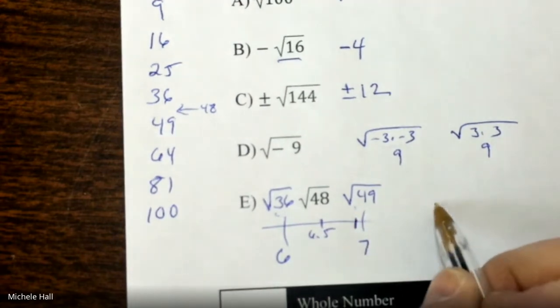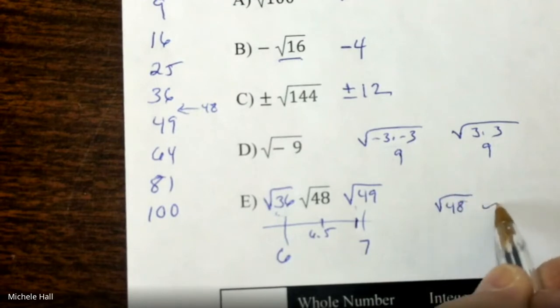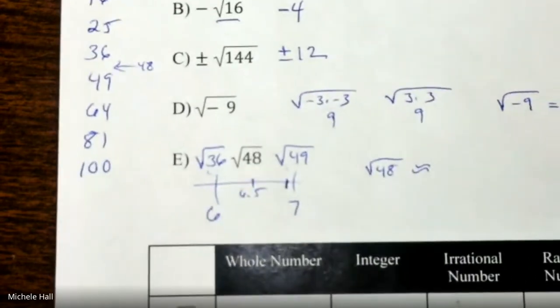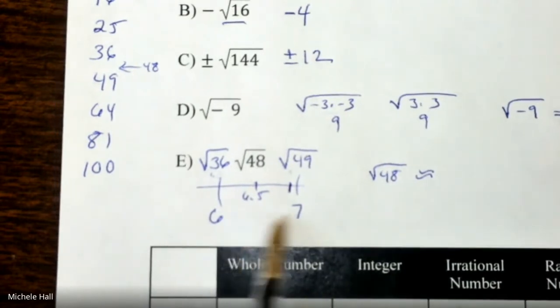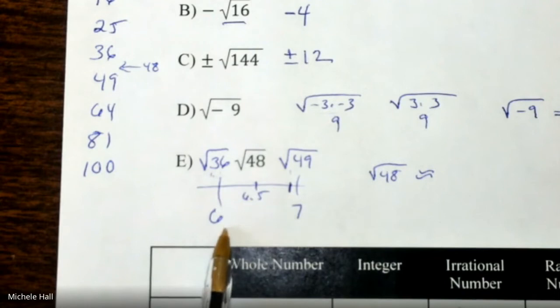So I would say the square root of 48 is approximately, because it's an irrational number, it's a decimal that goes to infinity, approximately what's it going to be? What'd you say, Sadie? Somebody whispered something. Good. What was it?